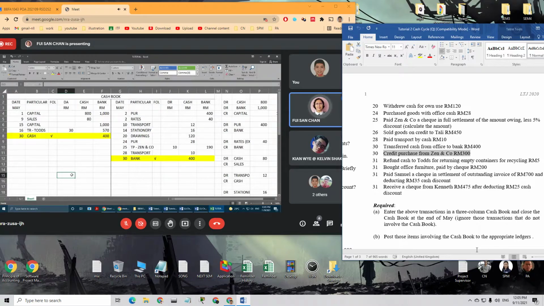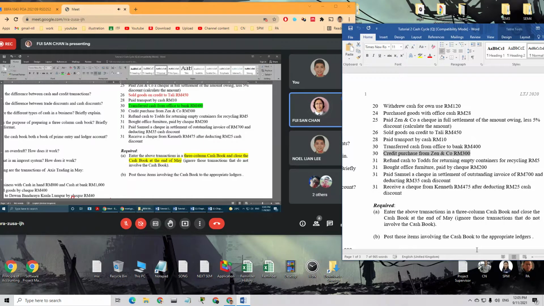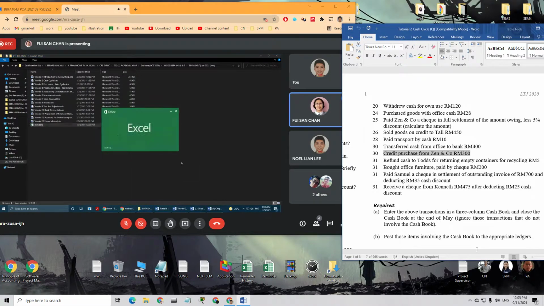Hey, I wonder why I cannot type anything. You see, I cannot type anything. I will show you this symbol, but I cannot type anything. Did I lock anything or not? Close and open back the Excel, maybe. So meaning I need to close it. Okay, then come back again.